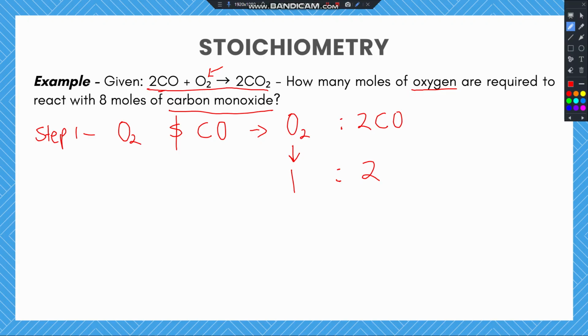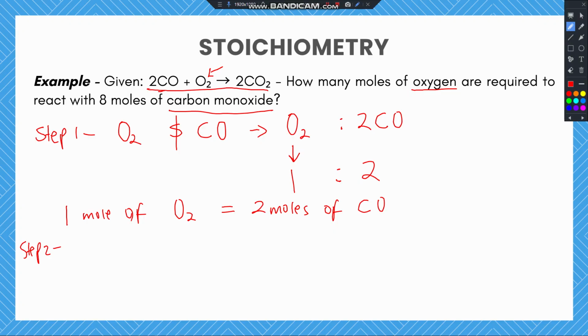So writing this in plain English, it means 1 mole of oxygen reacts with 2 moles of carbon monoxide, CO. Alright, so now that we've extracted the mole ratio, the next thing to do would be to apply it. Step number 2.